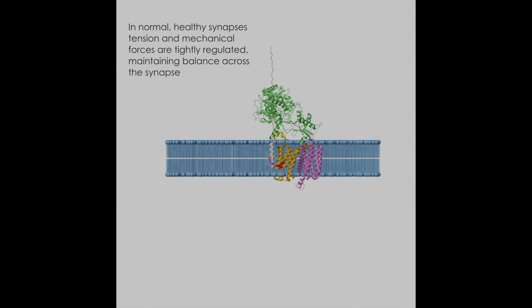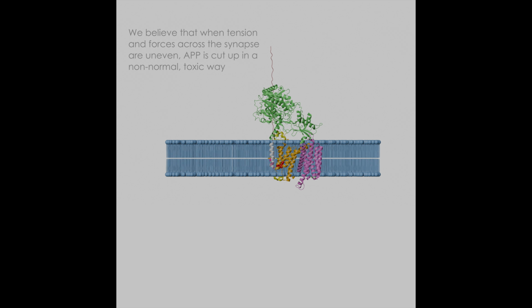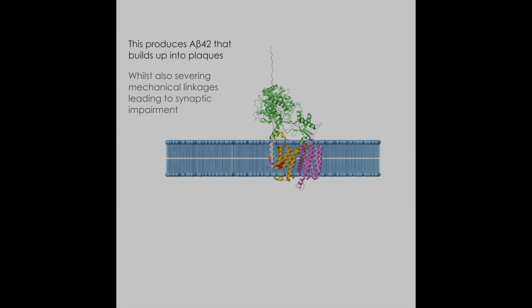In normal, healthy synapses, tension and mechanical forces are tightly regulated, maintaining balance across the synapse. We believe that when tension and forces across the synapse are uneven, APP is cut up in a non-normal and toxic way. This produces amyloid beta 42 that builds up into plaques, whilst also severing mechanical linkages leading to synaptic impairment.